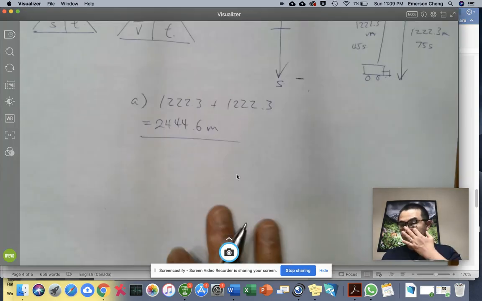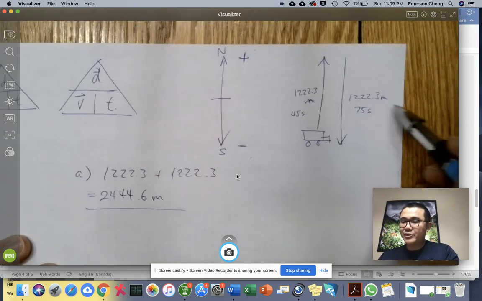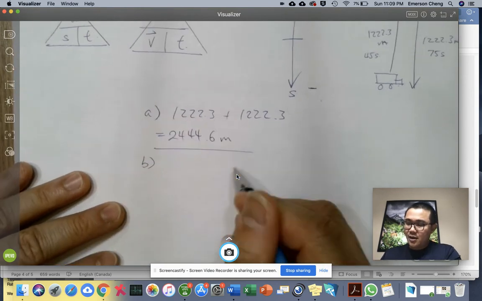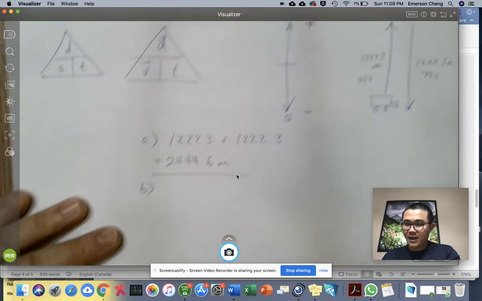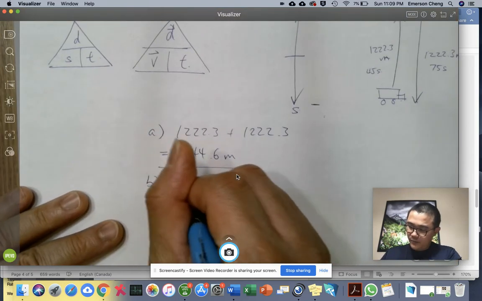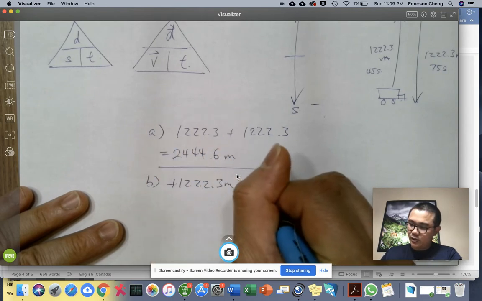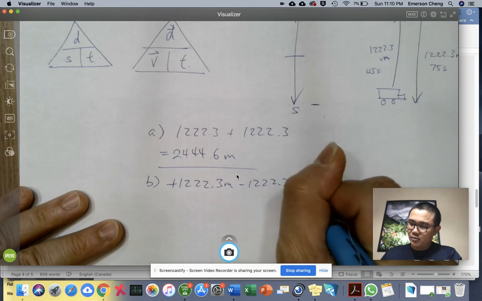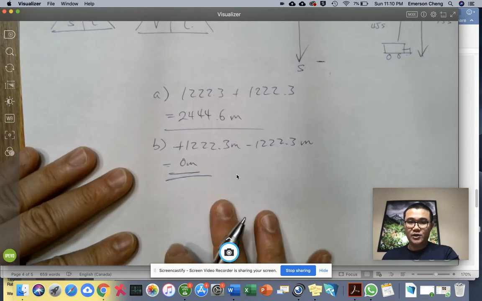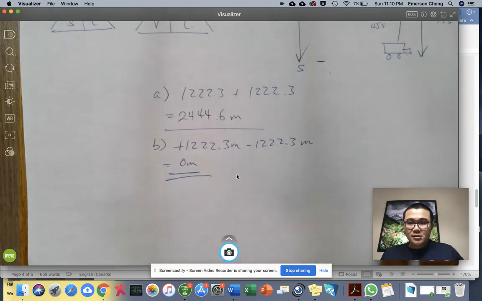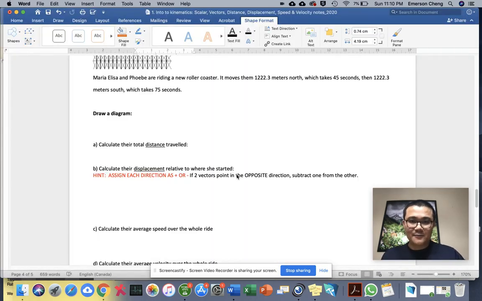And B: calculate their displacement relative to where she started. She went up this way, then went back down to pretty much the same location. Keeping the sign, north is plus and this is minus, so it's really plus 122.3 meters minus 122.3 meters, which is 0. She has not moved at all. Since it is 0, you really don't have a direction. They end up in the same spot.